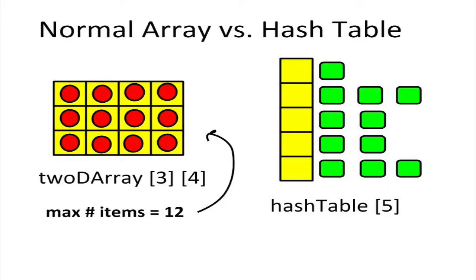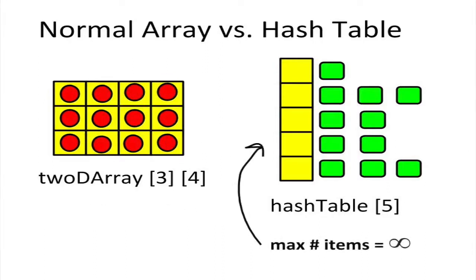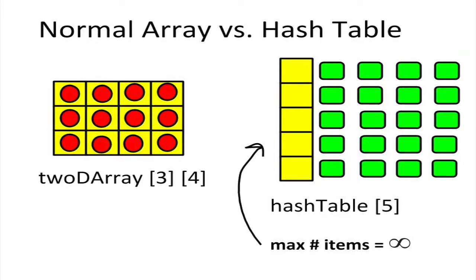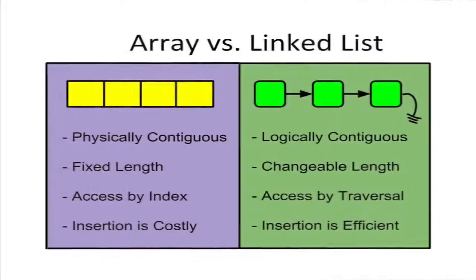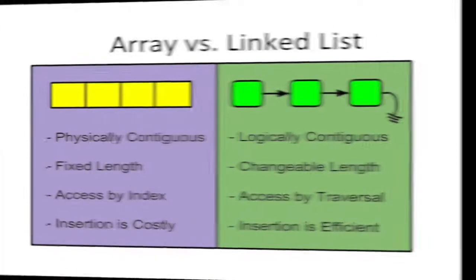A hash table, on the other hand, can store a virtually infinite number of entries. Even though it only has 5 linked list buckets total, each of these linked lists can grow or shrink. As you can see, the hash table is a hybrid between an array and a linked list, so it comes with the strengths and weaknesses of both data structures.